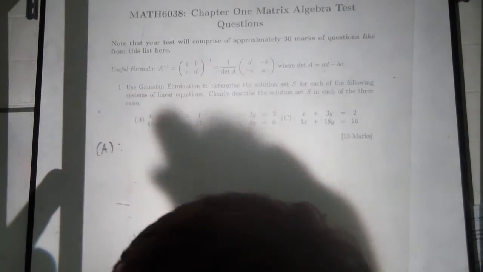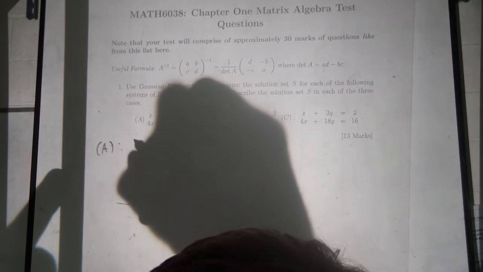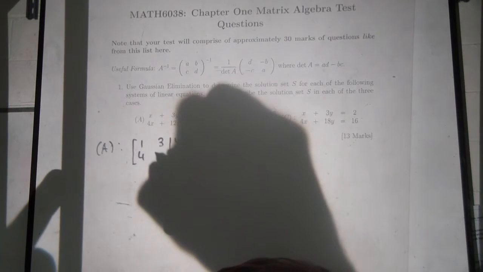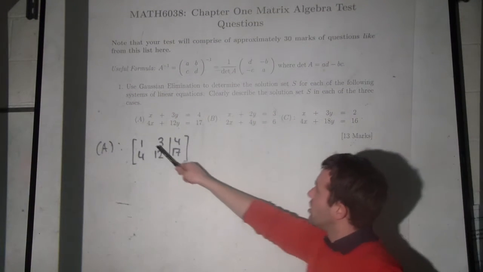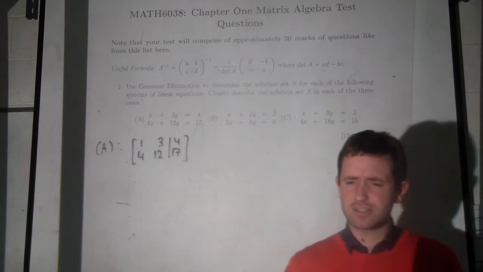Gauss elimination, determine the solution set. Okay, so what we need to do here is, first of all, put this in augmented form. So we have 1x, 3y equal to 4, 4x, 12y equal to 17. And what we're trying to do is get it into the form 1, 0, 1. And once we've done that, we can go off and find the solutions.